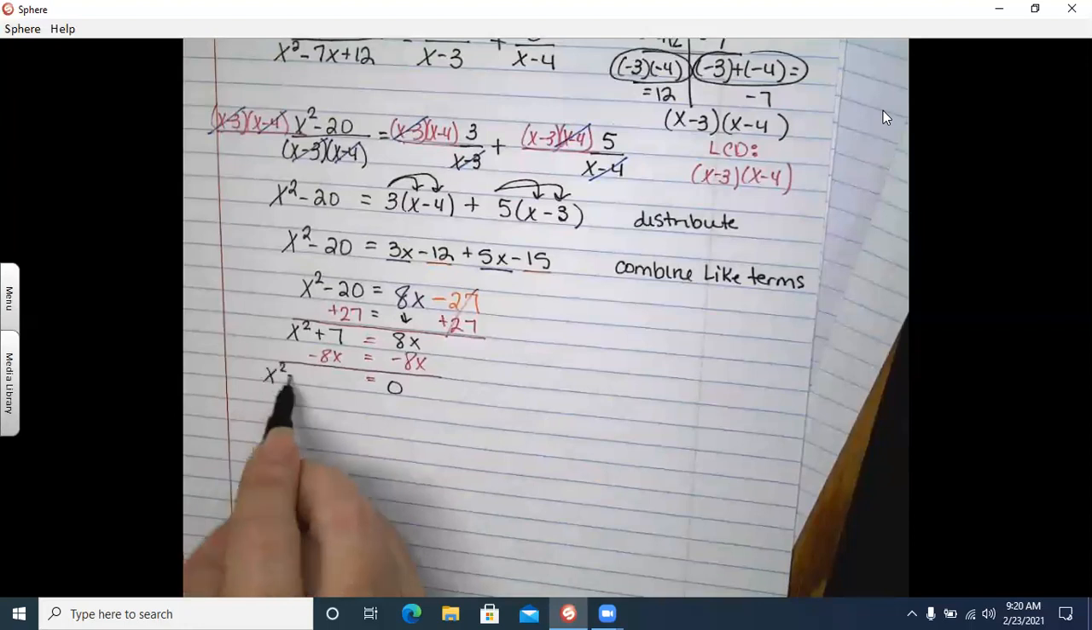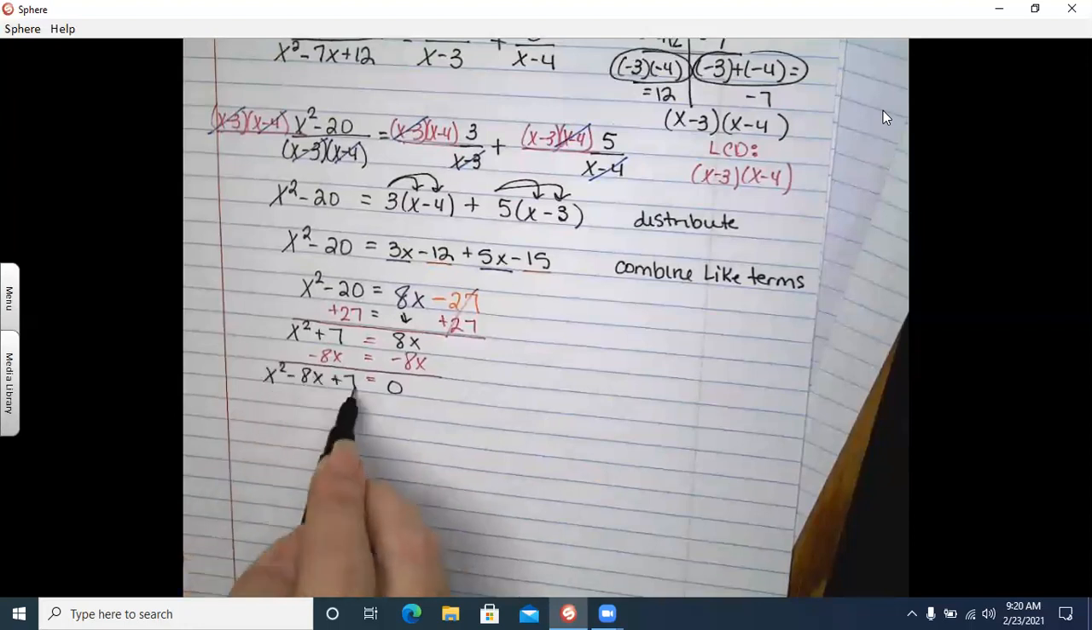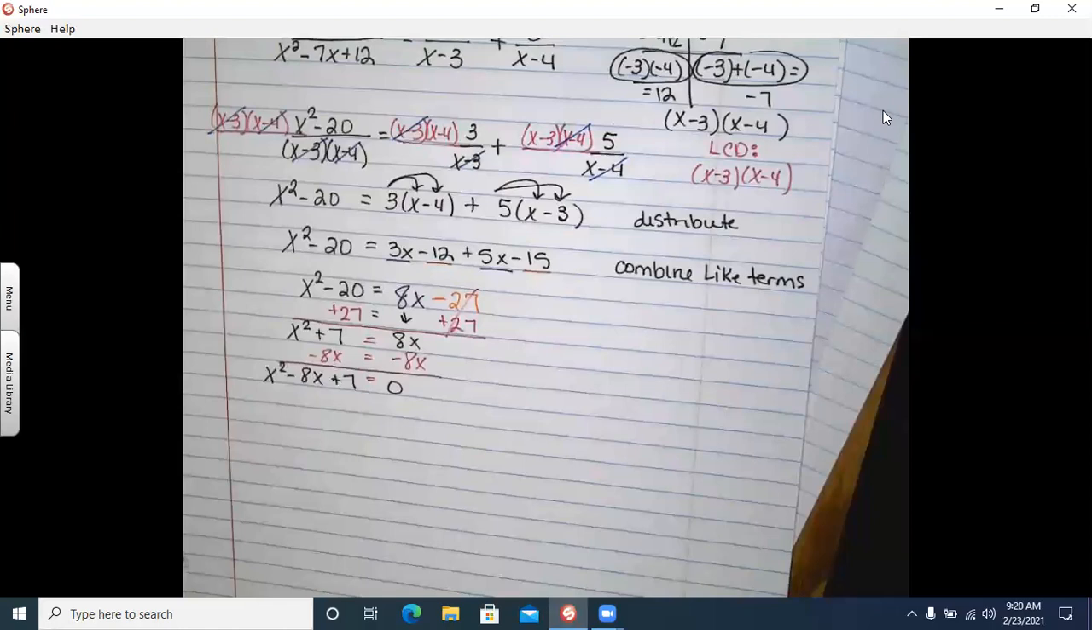Very good. Now the directions told me to solve. I haven't solved yet, right? Again, if I was missing this linear term, I could just put 7 on the other side, solve for x by taking the square root of both sides. If I was missing this quadratic term, I could solve for x. But when I have a quadratic term and a linear term, I have to do more work.